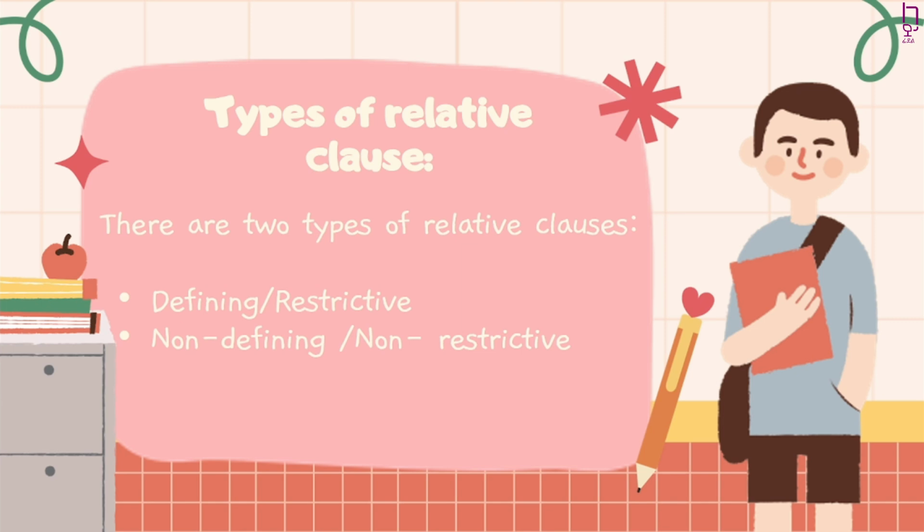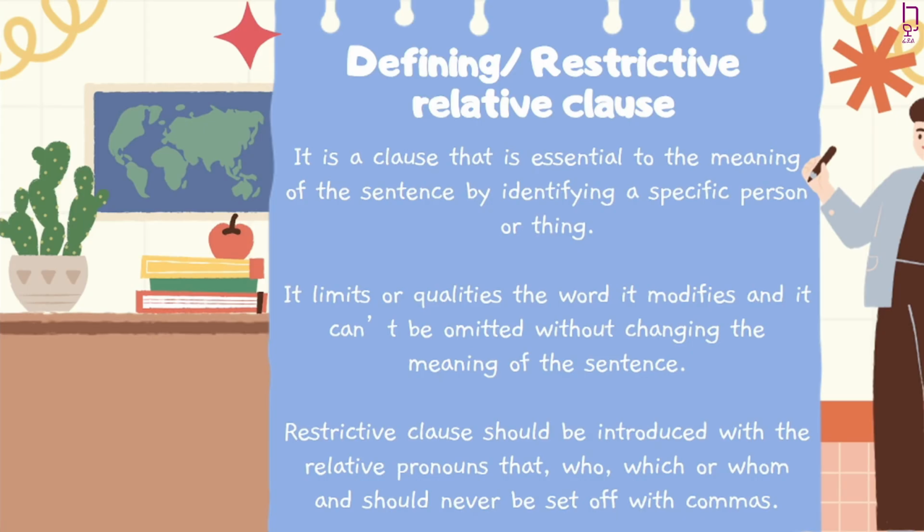Types of relative clauses. There are two types of relative clauses: defining, or what we call restrictive, and the other one is non-defining, or non-restrictive, clauses. First we will see the defining or restrictive relative clause. This clause is essential to the meaning of the sentence by identifying a specific person or thing.